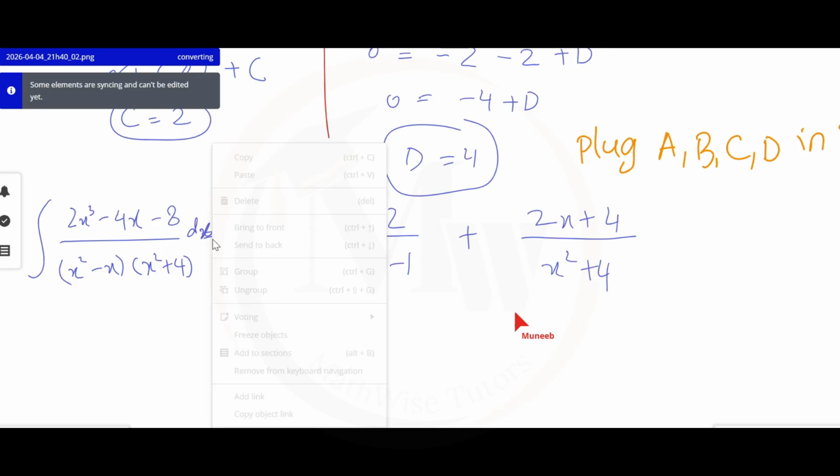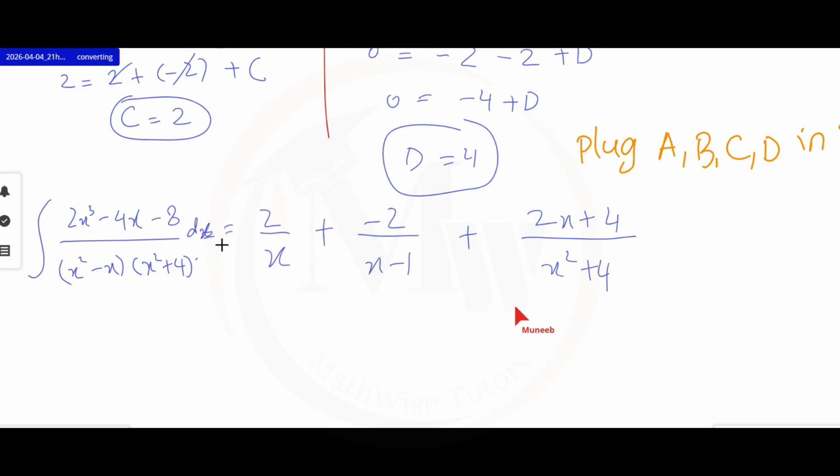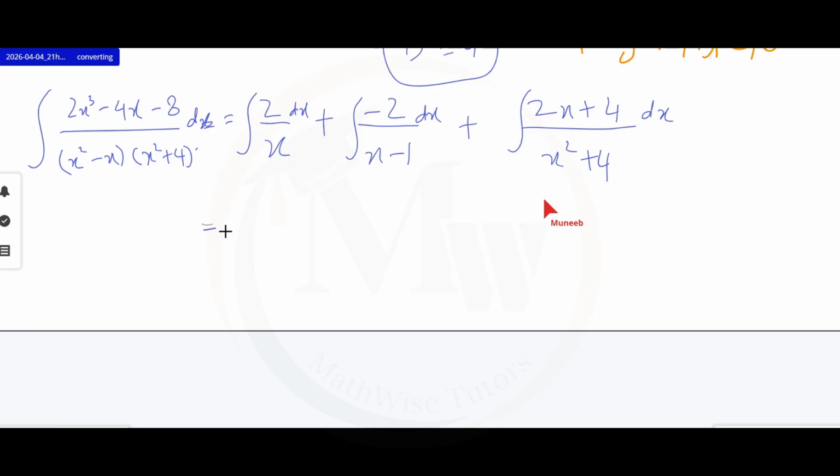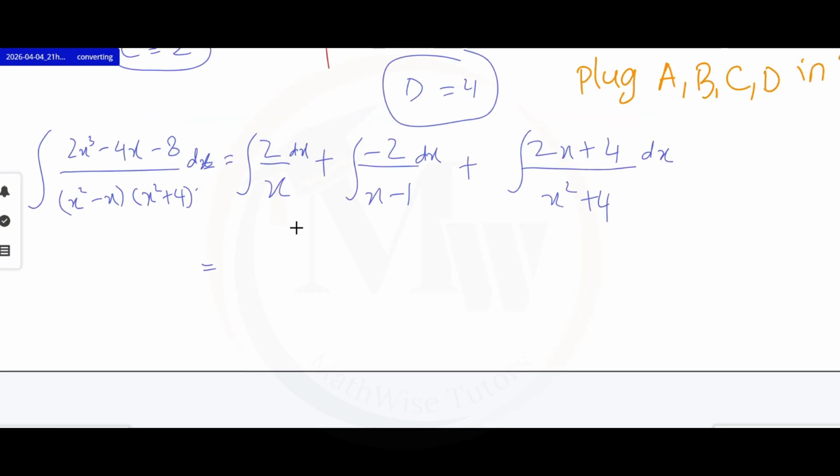This is what we need to do. We need to find the integral. That's why we first break it into partial fractions, and once they become the simpler fractions, now it's easy to integrate. So integrate all terms, both sides, right? Now tell me, what is the integration of the first term? 2 over x. So 2 is the constant which will be outside. The integration of 1 over x is ln of x, and minus 2 will be outside, and the integration of 1 over x minus 1 will be ln of x minus 1.